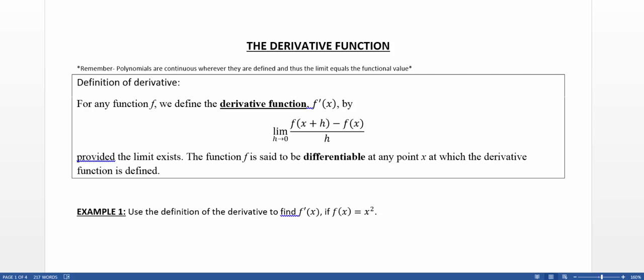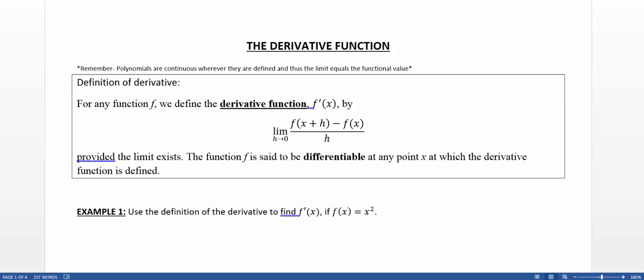So the definition of derivative says that for any function f, we define the derivative function f prime of x by the limit as h goes to 0 of f of x plus h minus f of x over h. Provided that the limit exists, the function is said to be differentiable at any point x at which the derivative function is defined. So that means if we have a function and we want to get the derivative function, which again will be the function that'll tell us the instantaneous rate of change at any point, we can use this limit to calculate it.